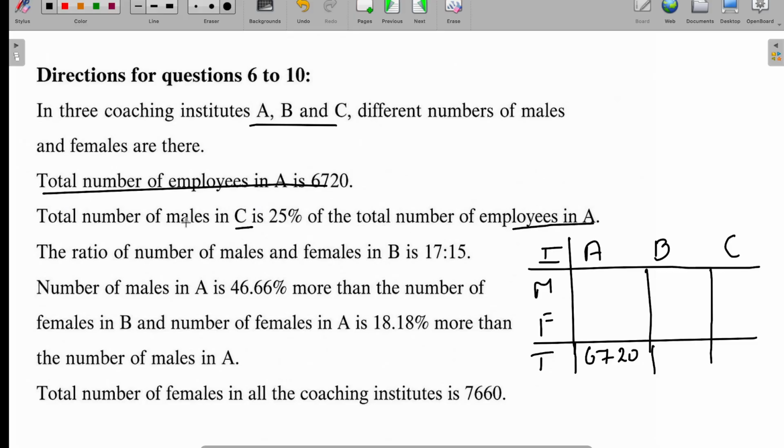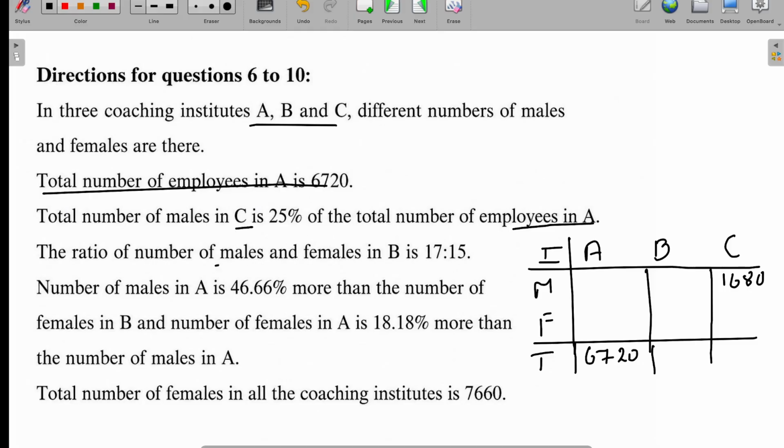Then total number of males in C is 25% of the total number of employees in A. So we can write males in C. How much? 25% of employees, this is divided by 4. 4 16s are 64, 3 32, 4 8s are 32. That is 1680. Okay, 1680.